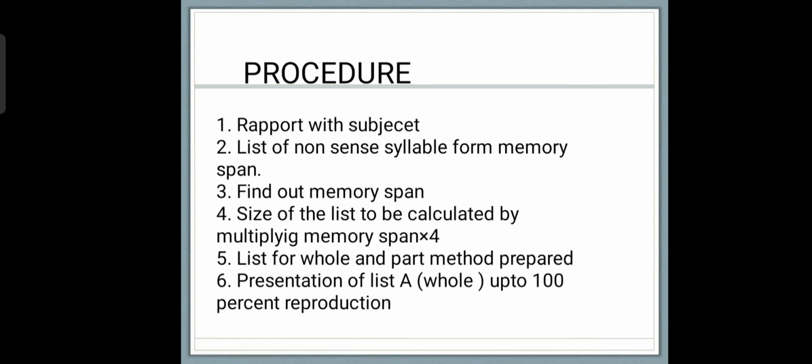Firstly, establish rapport with the subject. Then use a list of nonsense syllables for the memory span. In the first, we will use 10 nonsense syllables in a list. We will show the subject the syllables through the paper window, and let him or her write in the same order. After that, we will calculate how much he or she has memorized. That gives the memory span, and multiplying the memory span by 4, we get the size of the list.